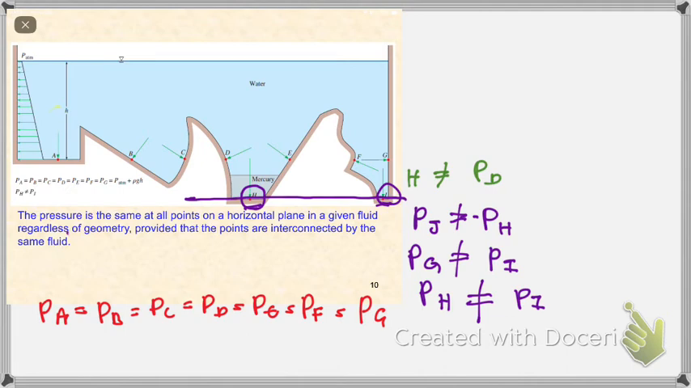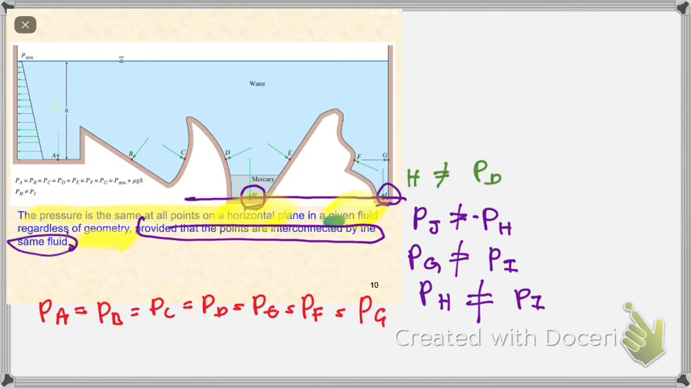So with that, you can conclude that pressure is the same at all points on a horizontal plane in a given fluid, regardless of the geometry, provided the points are interconnected by the same homogeneous fluid. Okay, so we have covered one important equation here: P is equal to gamma H, or rho g H. So pressure varies with height, the depth, or the elevation.